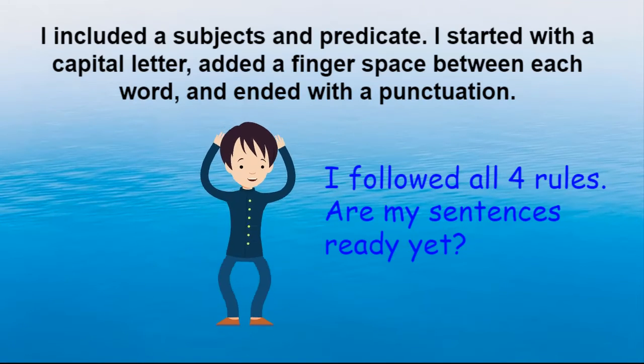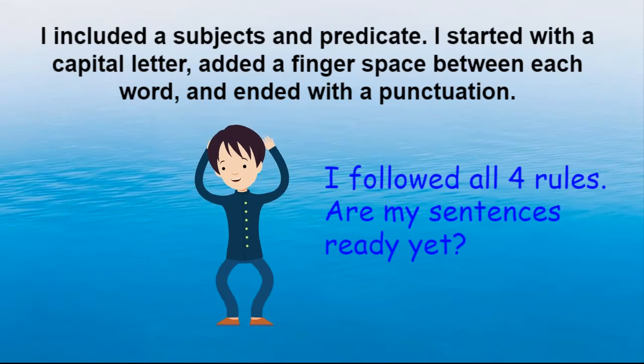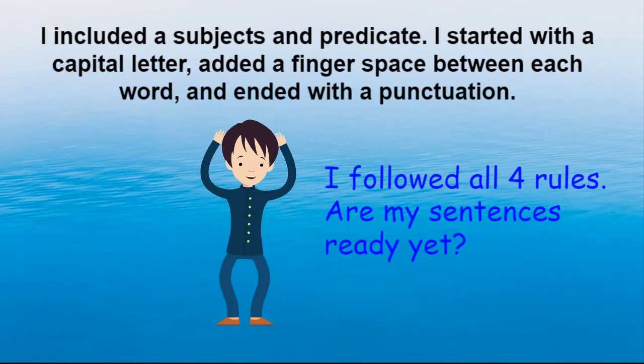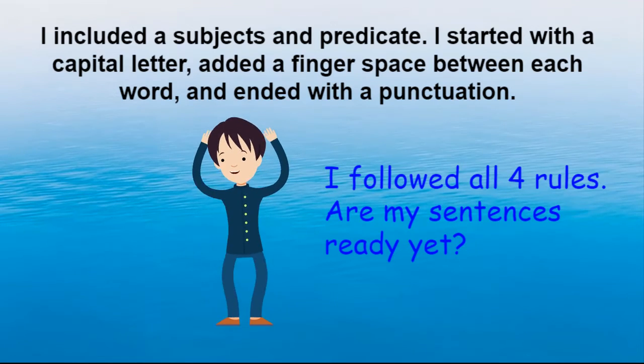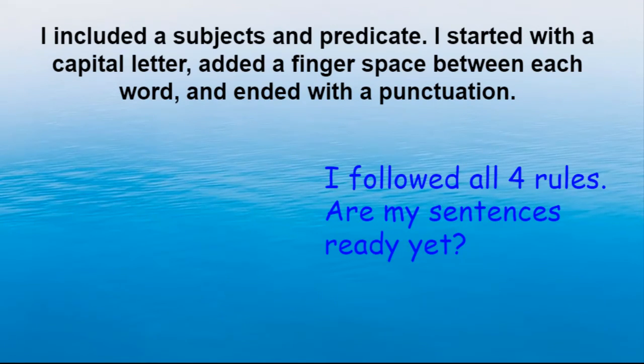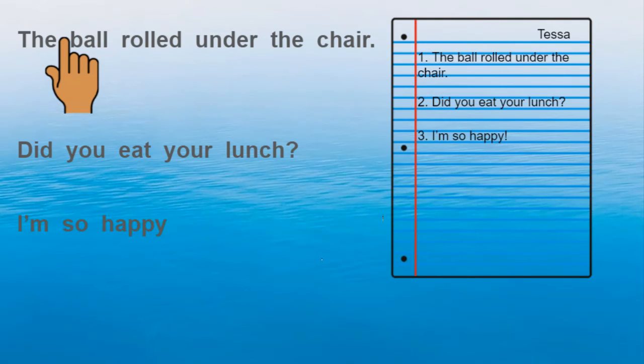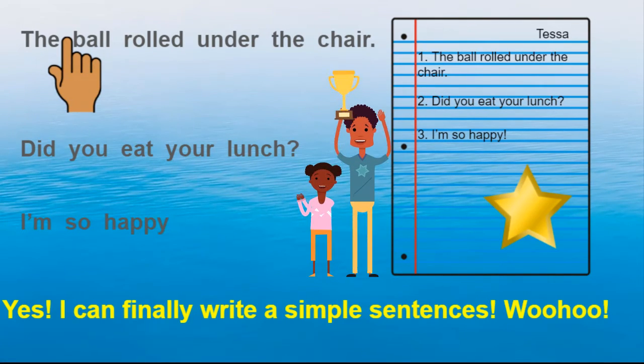Okay, I included a subject and predicate. I started with a capital letter, added a finger space between each word, and ended with a punctuation. I followed all 4 rules. Am I ready yet? Okay, let's take a final look. Capital letter, finger space, punctuation. This is looking pretty good. Yes, I can finally write a simple sentence. Woohoo!